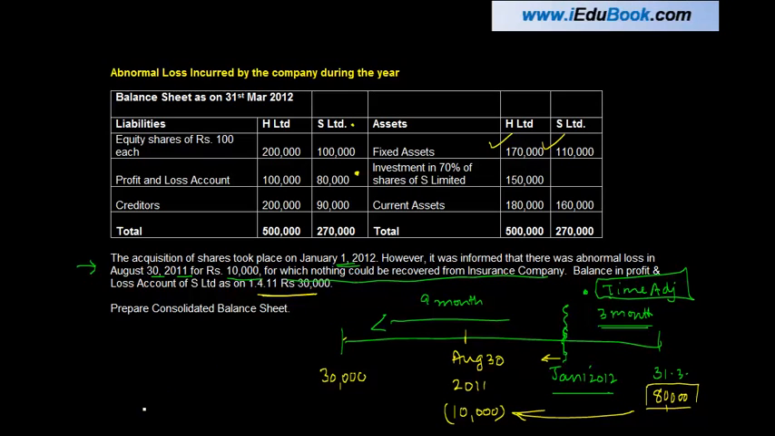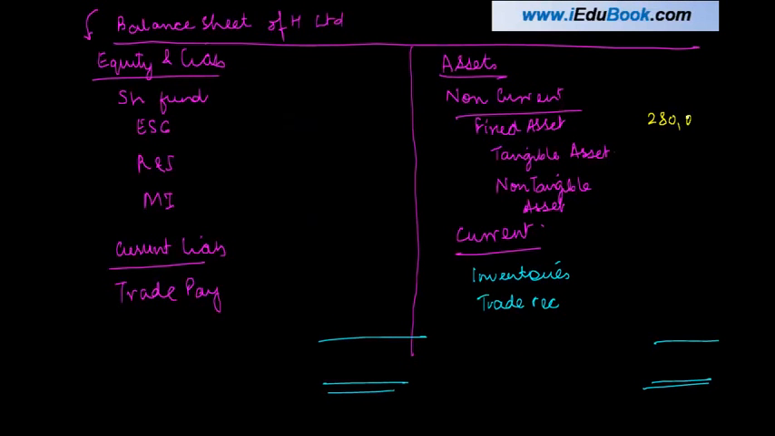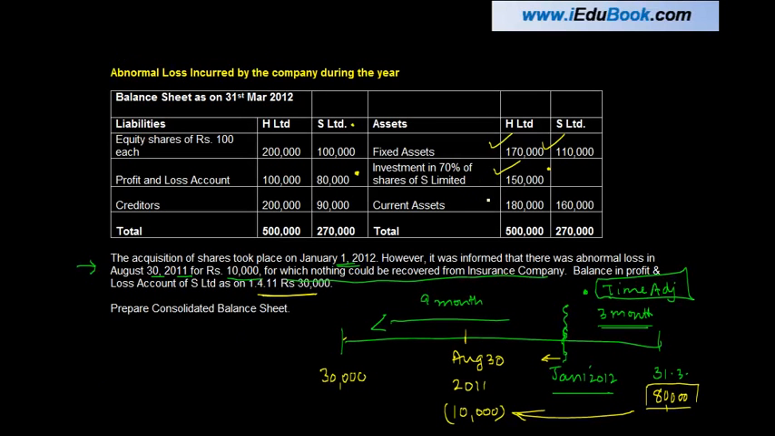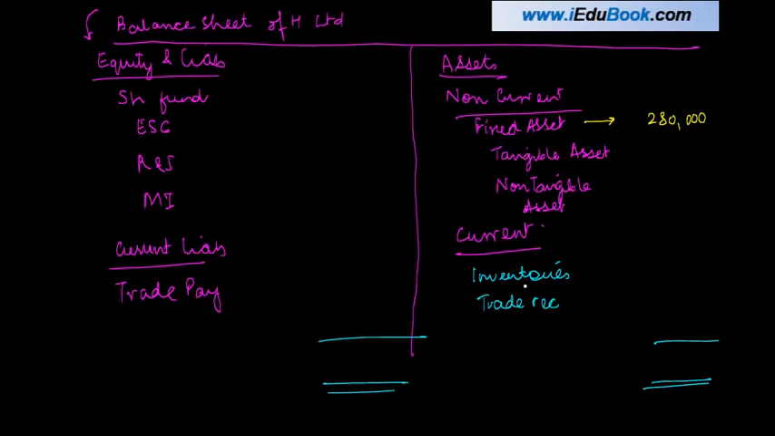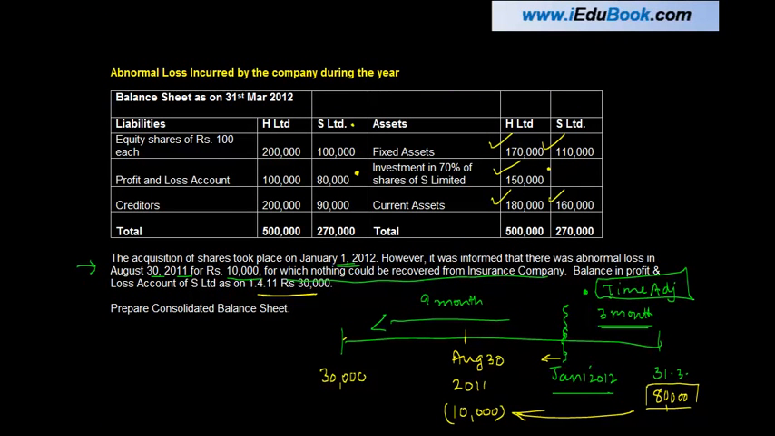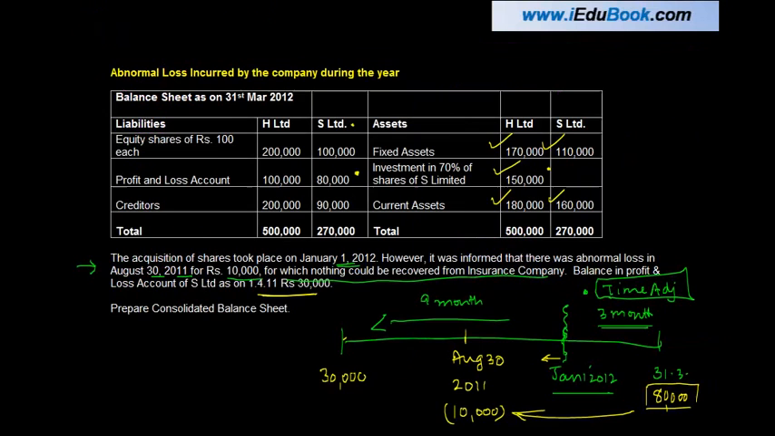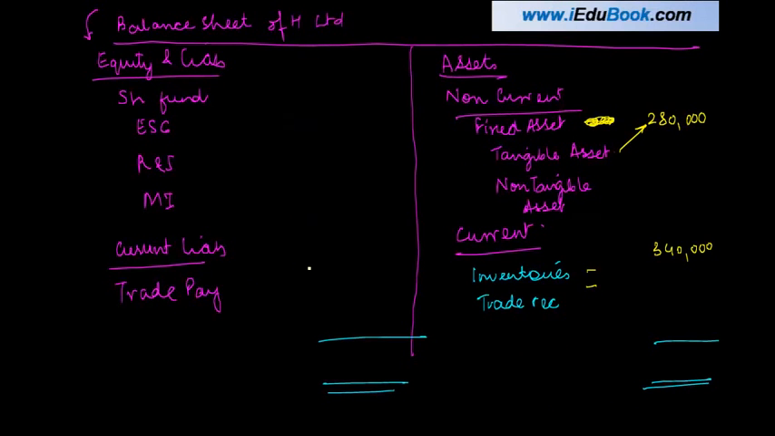Fixed assets 170 plus 110, 280. Fixed assets 280. This time I've just put this structure in place before so that we don't need to run around every time and spend some time out here, just to save time maybe. Investments 1,50,000. So this time my cost of control, my investment amount is 1,50,000. Current assets 180 plus 160, 340. Current assets 3,40,000. There's no bifurcation out here. And again, this fixed asset, what I mean is the tangible assets. Creditors 290, 290.